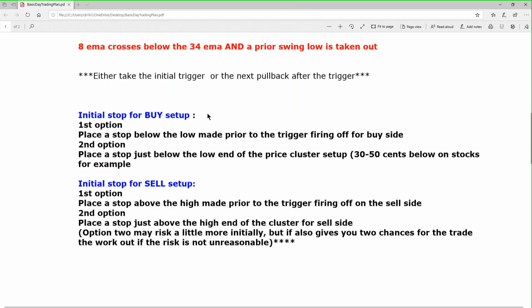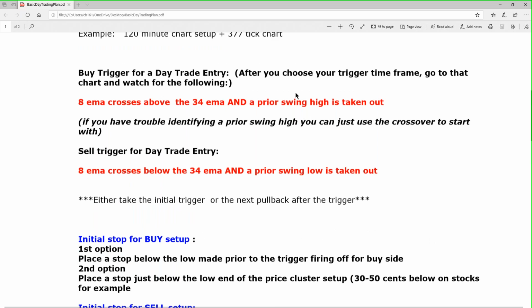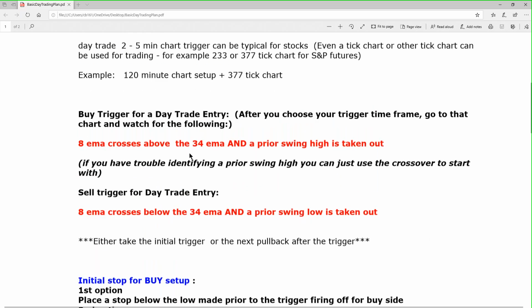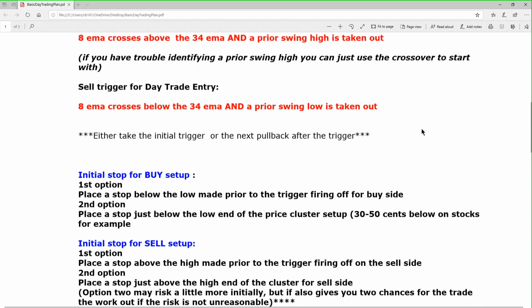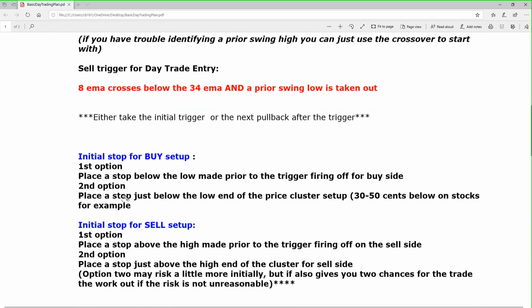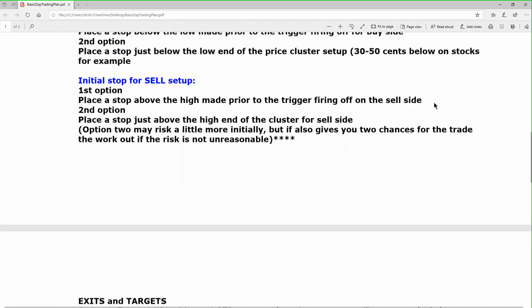And then it also talks about, if you have the crossover and you take out the prior swing high, for example, the initial stop for a buy setup. Your first option, again, is to place a stop below the low made prior to the trigger firing off. The second option is to place a stop below the low end of the cluster. Okay, so either one is okay, just make the choice.